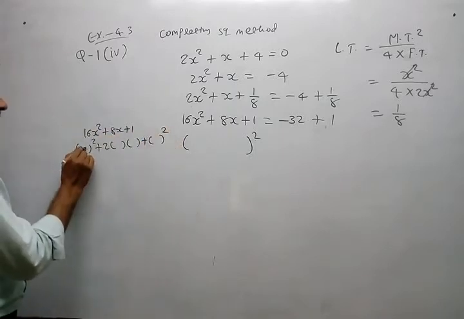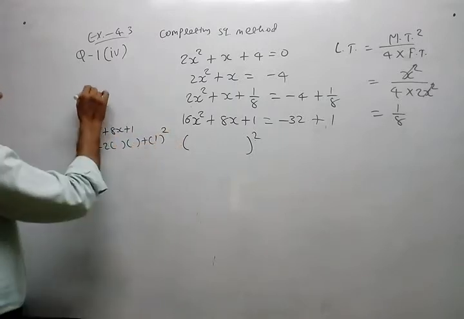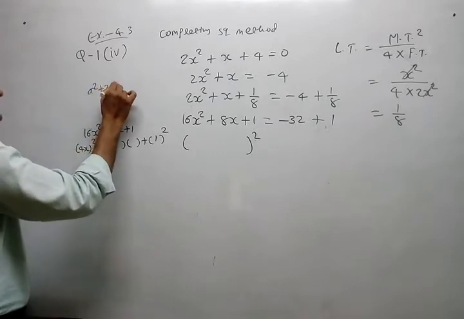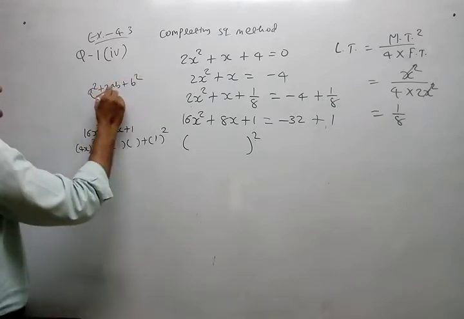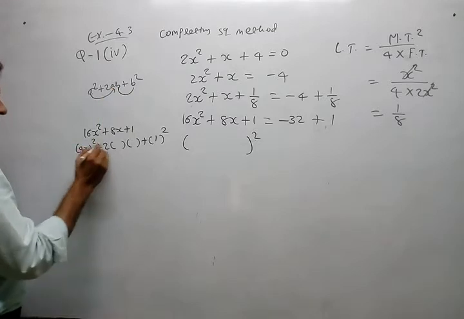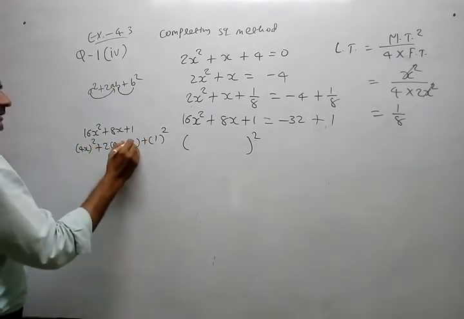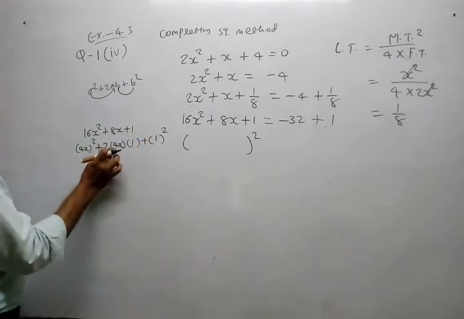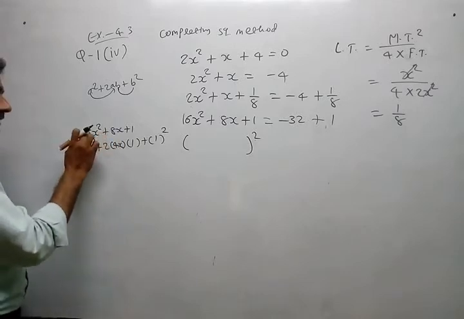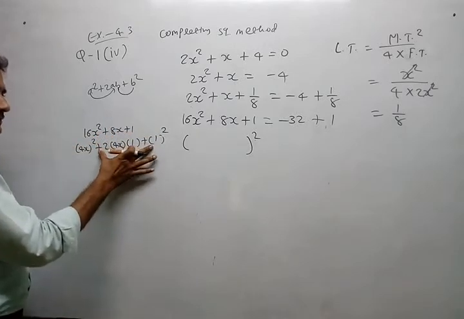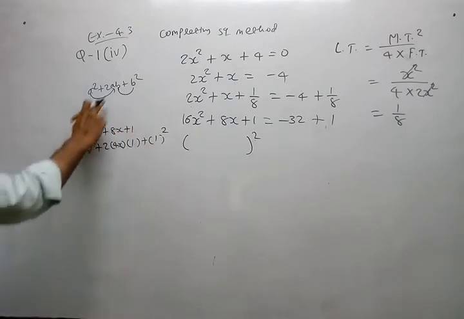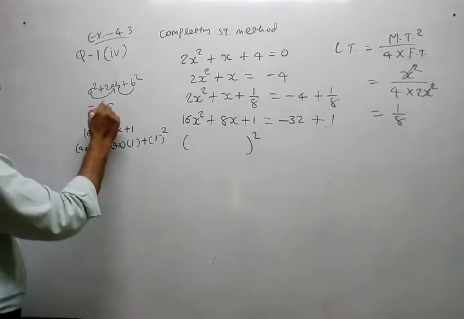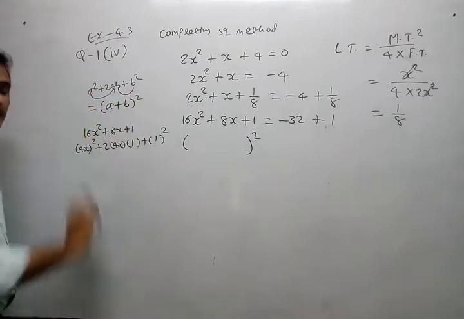Now write down here 4x, here 1. Now according to the formula, a square plus 2ab plus b square, a is here and b is here. So inside the bracket, 4x is a and 1 is b. Now verify. 4 times 2 is 8x, that comes, and for the first and last term, square root is possible. So it is in this form. That's why we are writing (a plus b) whole square.